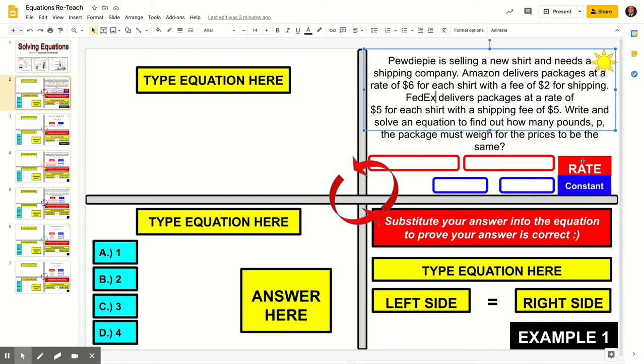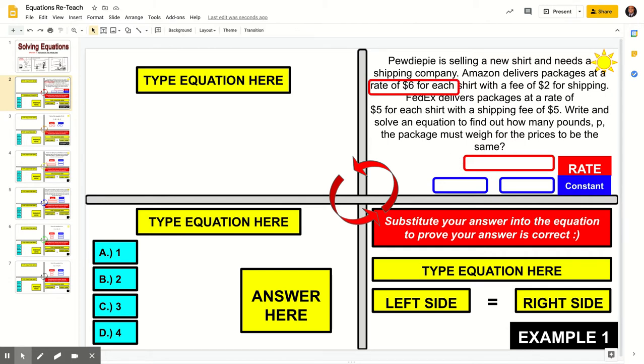In this first quadrant, all we have to do is identify the rate. Rate is in red. Don't look at anything else. Right now, we're just highlighting the rate in red. The rate for Amazon was $6 for each shirt. It says it plainly. Usually you can identify the rate by the words each, per, every, or something like that. So that's our rate for Amazon, and our rate for FedEx was $5 for each shirt. Boom.